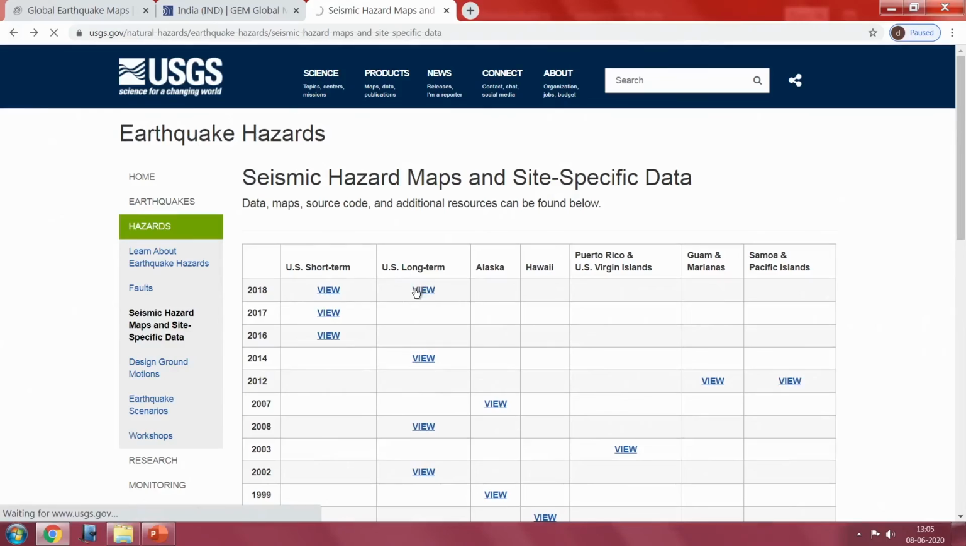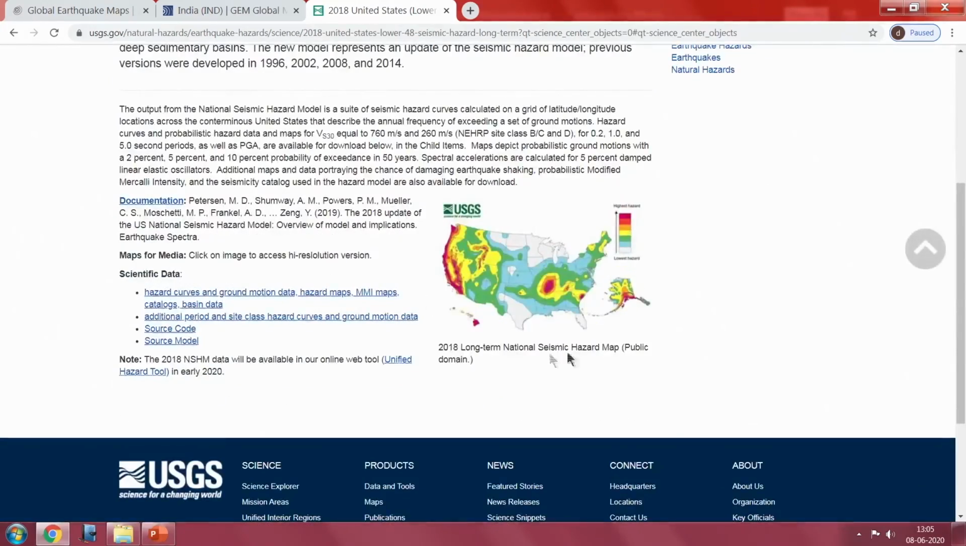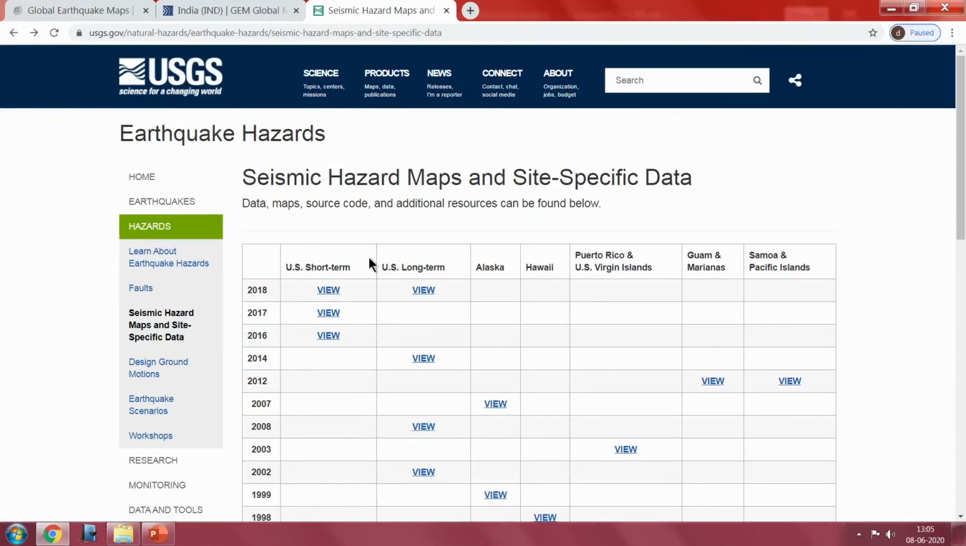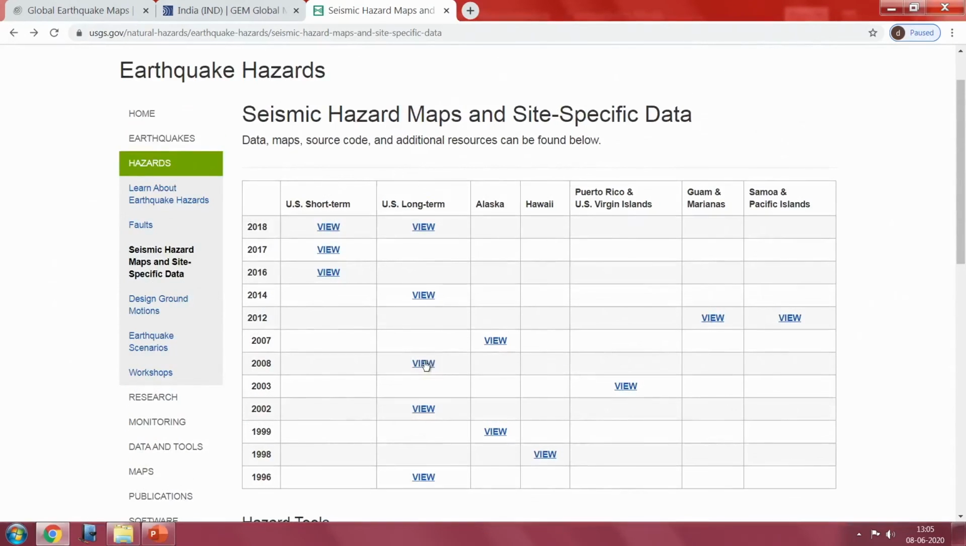You can see the long term data provided. You can see the 2008 map has been given, which is valid for the next 4 years. You can see they developed maps in 1996, 2002, 2008, 2014 and 2018. Earlier they used to do it every 6 years, now they are doing it every 4 years.